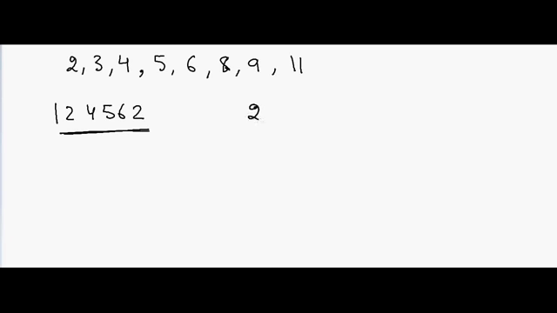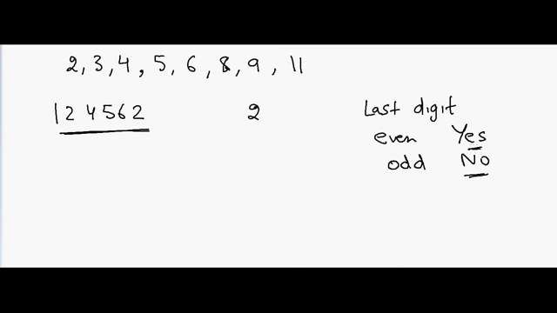For this test it is very easy. We have to look at the last digit, and if it's even then yes, and if it's odd then we'll say no. Here we can see that the last digit is 2, so it should be divisible by 2 because it's an even number at the end.